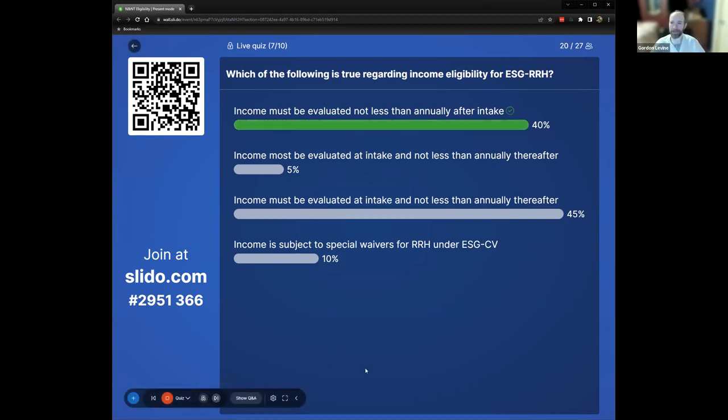And this is contentious. The correct answer is that income must be evaluated not less than annually after intake. So this is the tricky thing. And we highlighted this because it is tricky. For ESG rapid rehousing, you do not have to evaluate income at intake. You have to evaluate it at least annually thereafter, which realistically means annually thereafter. But you don't have to evaluate it at intake.